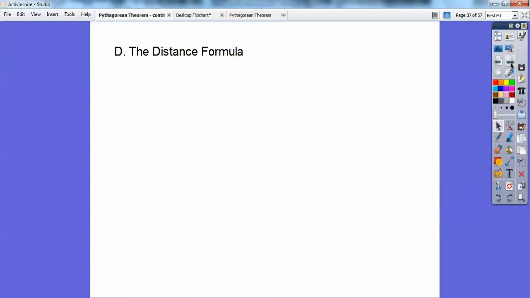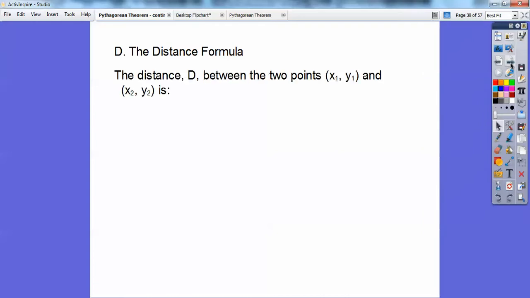And then the distance formula. The distance formula is the distance between 2 points, x sub 1 comma y sub 1 and x sub 2 comma y sub 2. The distance between any 2 points is found by this formula right here. It's the square root, and this is where the Pythagorean theorem comes from.